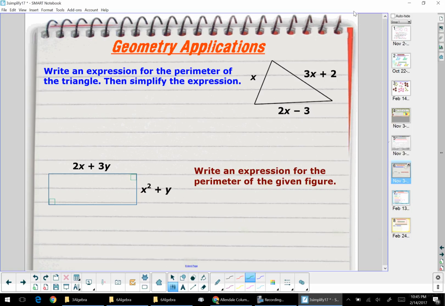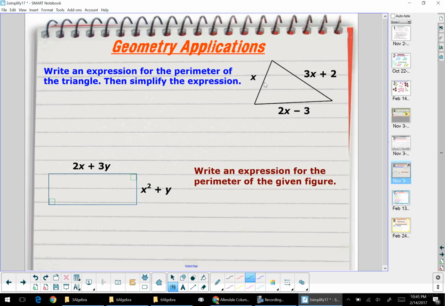All right, hello everybody. Welcome back for part two of Simplifying Expressions. So here we have a couple geometry applications. In this case, what we're looking for is the perimeter of each of these figures as an algebraic expression. Now the side lengths aren't given as just basic numbers. Instead of knowing the sides are 12 and 20 and 80 or whatever, here we have them as algebraic expressions.